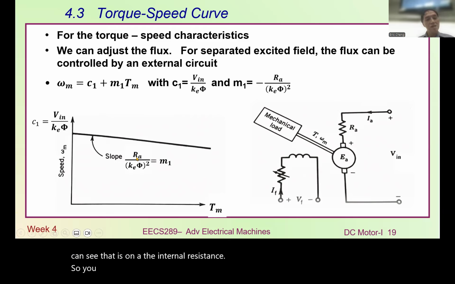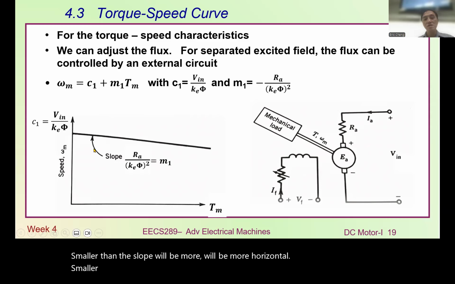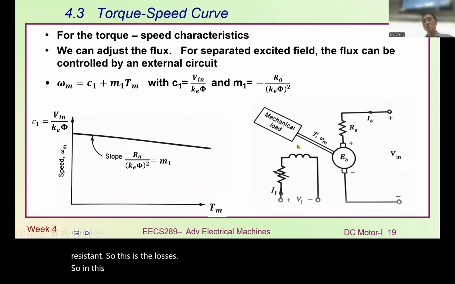If this is getting smaller, then the slope will be smaller and the whole line becomes more horizontal. That is similar to the battery case, because RA is the internal resistance, so this is the losses. So if we are able to control the flux to be more linear, more constant, then we can have less dependence between the speed and the torque.